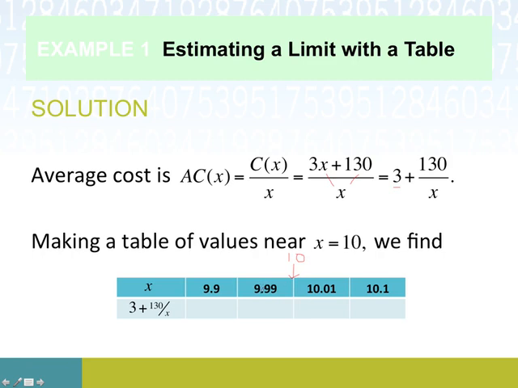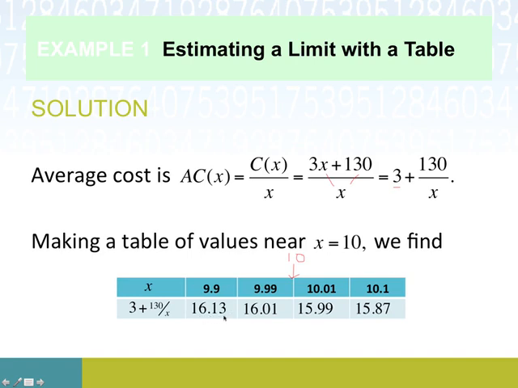But the real concern moving forward is that we have to test numbers close to it in the event that plugging in 10 would cause this function, the original, to be undefined. So while we couldn't investigate some other function that was undefined at this point of interest, we could plug in numbers close and get an idea of where this was headed. So notice our x values are getting closer and closer to 10. We've got our average cost function here, and then with a little bit of computational acumen, we can get ourselves some values here.